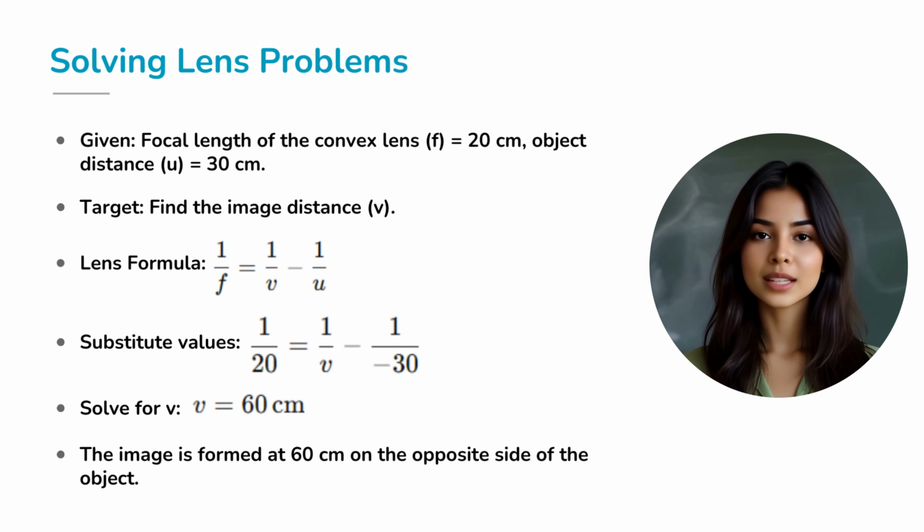We rewrite this as 1/v = 1/20 + 1/30. Finding the common denominator, which is 60, we get 1/v = 3/60 + 2/60. So, 1/v = 5/60. Now, flip the equation to find v, and we get v = 12 centimeters. So, the image is formed on the opposite side of the object.